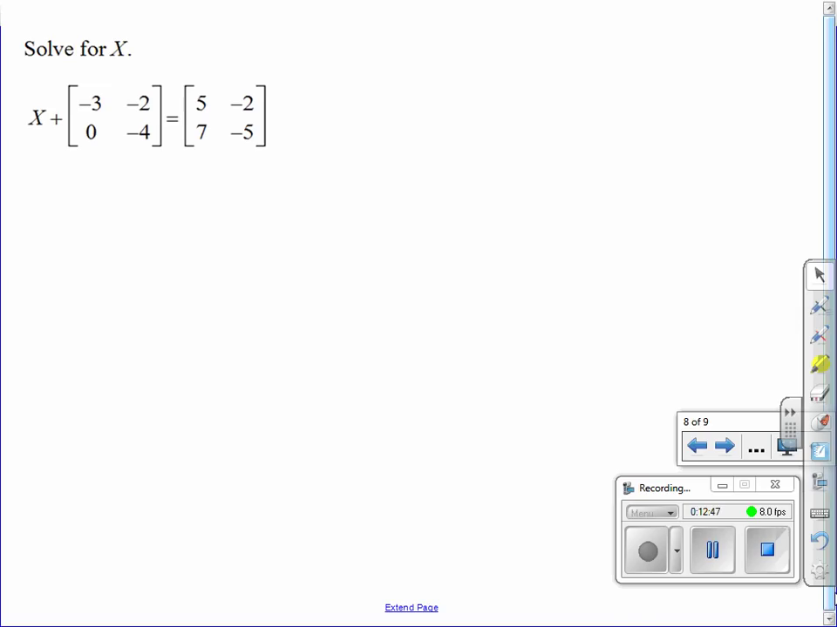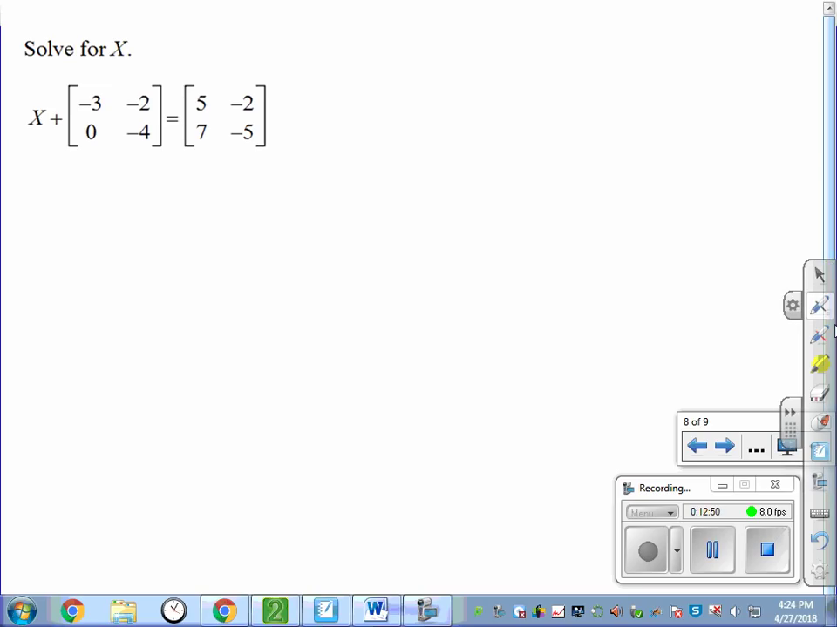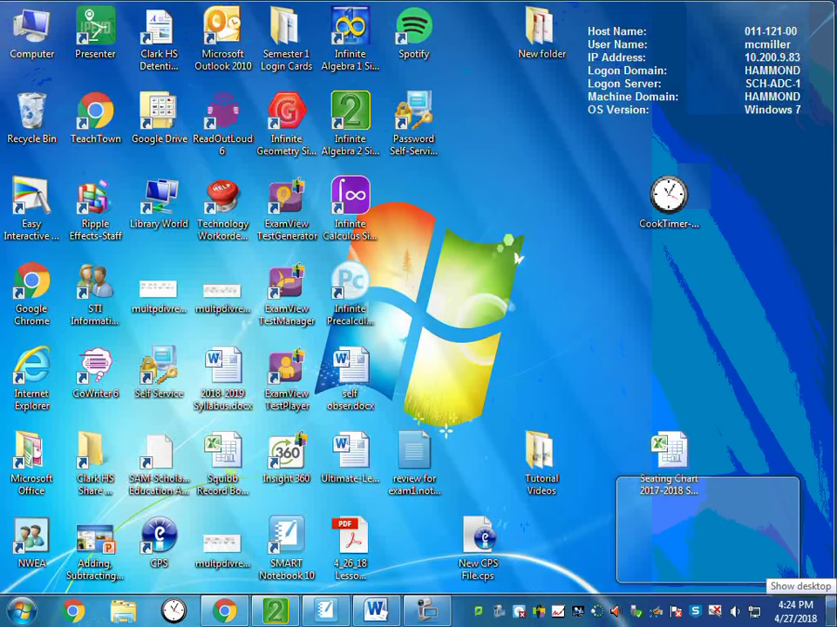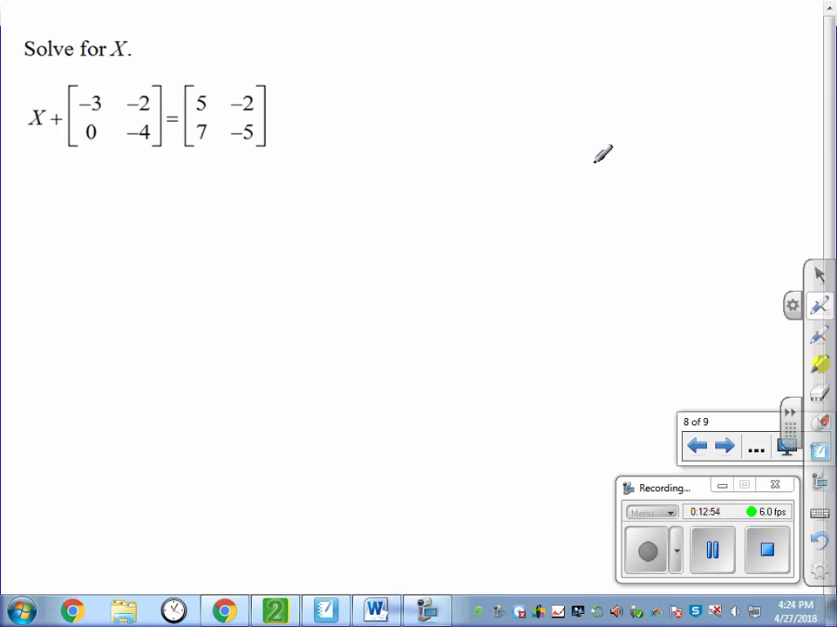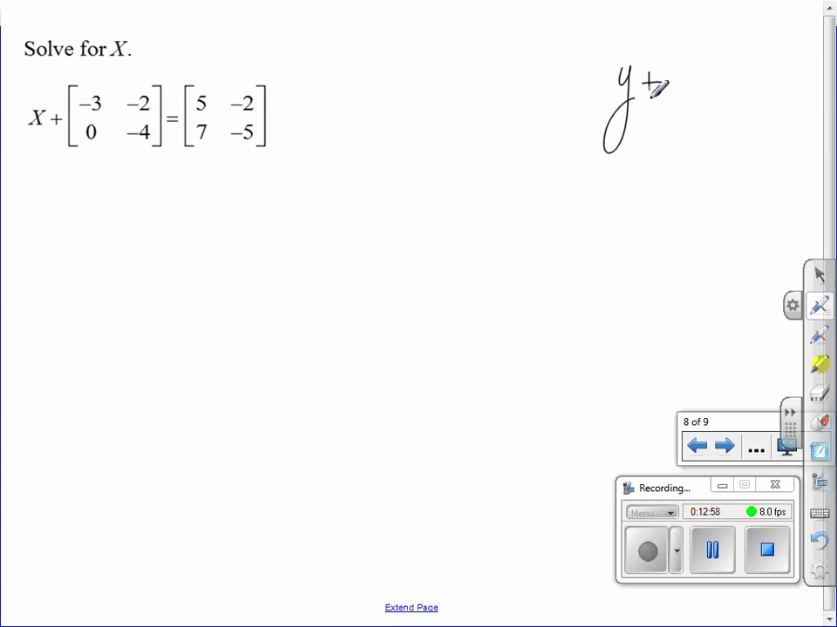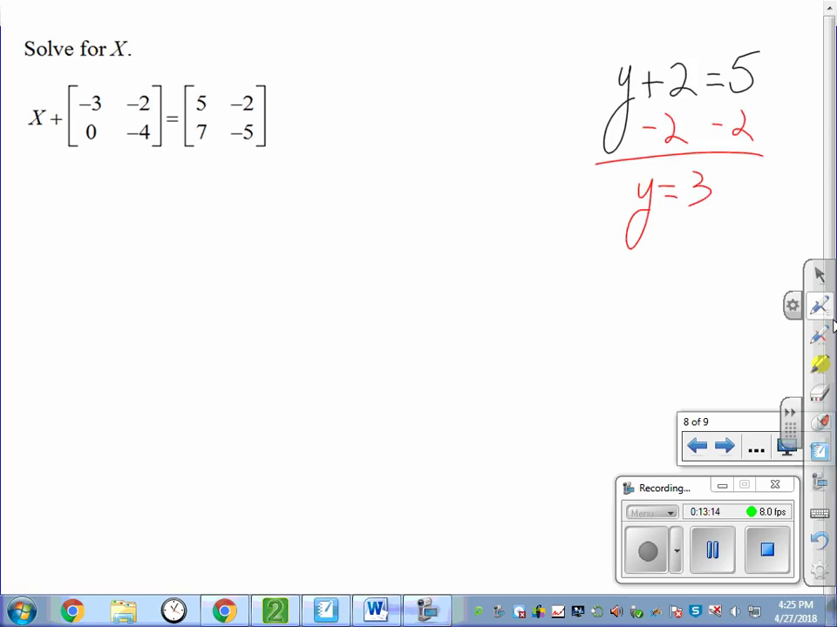Let's do it. To solve a matrix equation, you're going to solve it in a similar fashion as you would if you were solving something like this. Let's say that I asked you to solve y plus, oh, I don't know, 2 equals 5. How would you solve that? Well, you would probably say, I would subtract 2 from both sides. And you know what? I think that's a good approach to take. That's exactly what I would do. So y would equal 3, would it not?